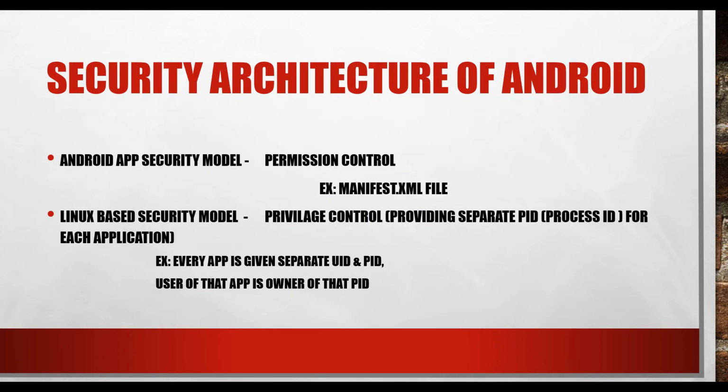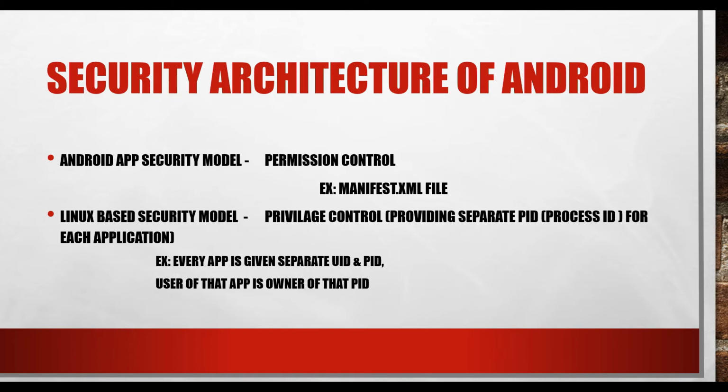Next, security architecture of Android. Security architecture comes with two types. One is the application security model, and the next one is the Linux-based security model. Application security model means the security is limited to each and every application. Each application will have different kinds of permission control. For example, one application requires camera, Bluetooth, and some other permissions. Another application may not require the camera, but it may require storage, things like that. So the app security model depends on the application developer.